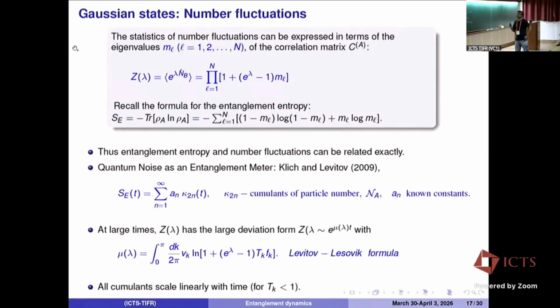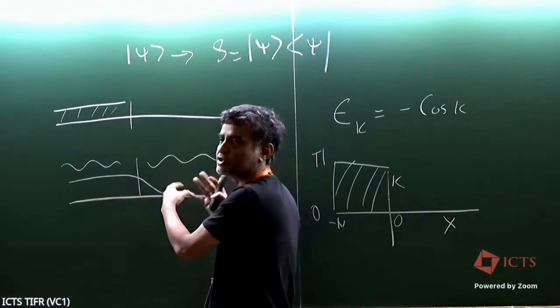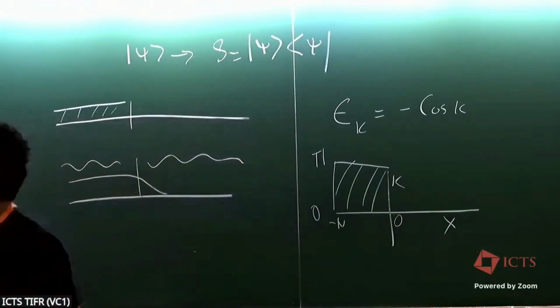Okay, so the other interesting thing is looking at number fluctuation. I can just ask, at some time, if I measure how many particles have escaped. Of course it depends. Every time I measure, I'll find a different number. So what is the distribution of this number of particles which has escaped? Okay, so that's the full counting statistics.